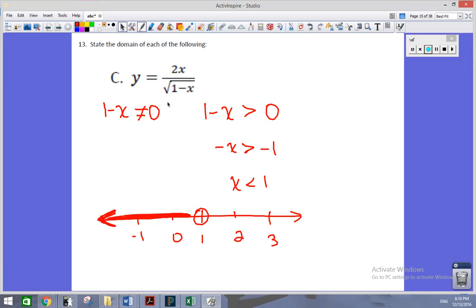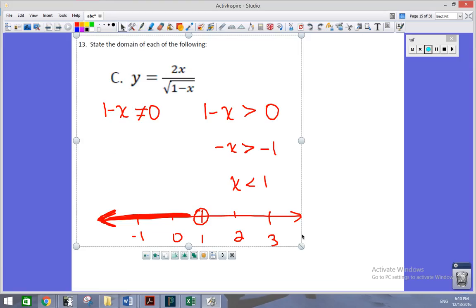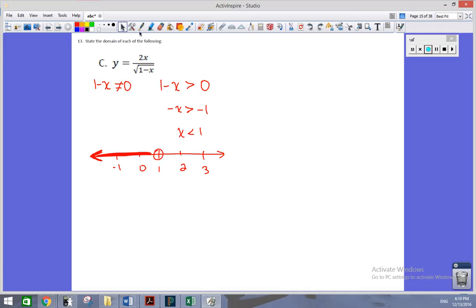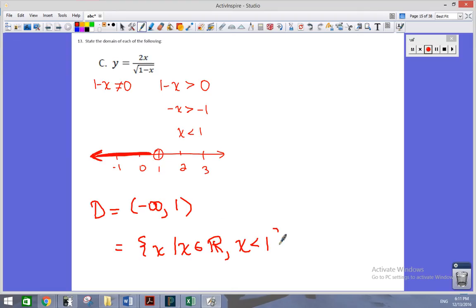So I need to describe this set of numbers, this interval, using interval notation. So the domain, the left arrow is shaded from negative infinity up to positive 1. And there's my domain. If it's in set builder notation, that same domain is the set of x such that x is an element of the set of real numbers and x is strictly less than 1.